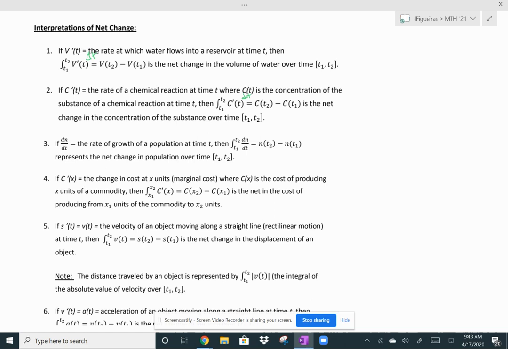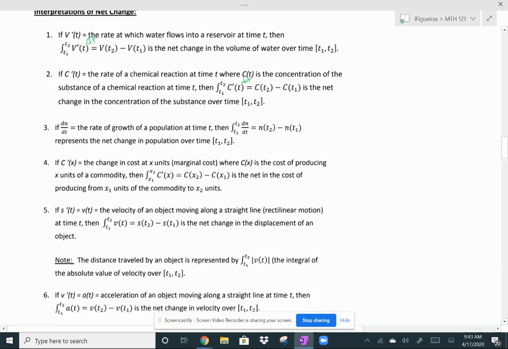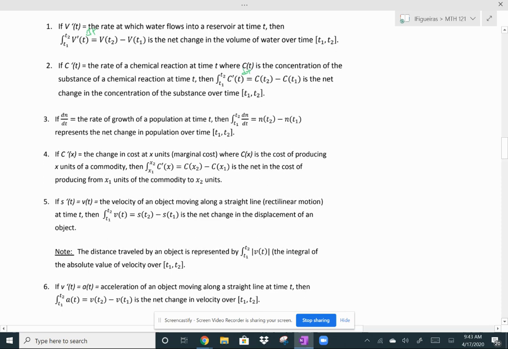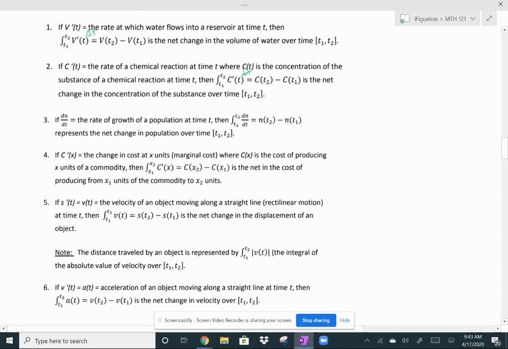Okay, so if dn dt is the rate of growth of a population at time t, then the integral from t1 to t2 of dn dt is n of t sub 2 minus n of t sub 1. And what that represents is the net change in population. So how much the population has grown or reduced over a particular time period is what the integral represents.